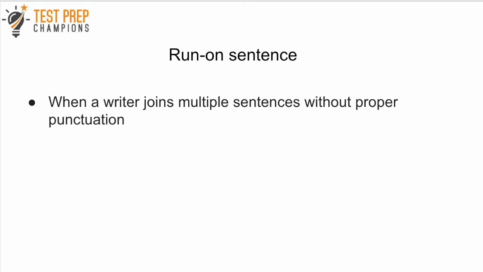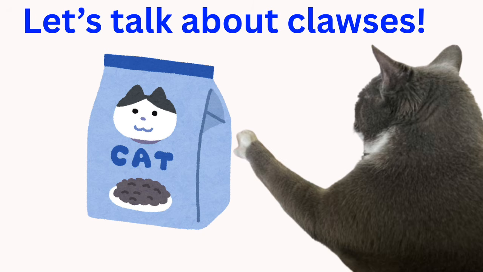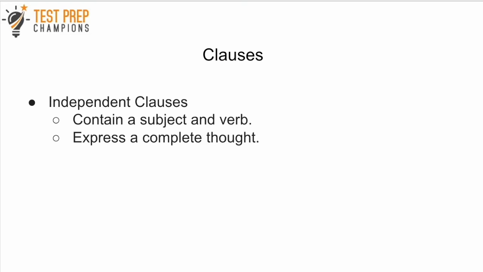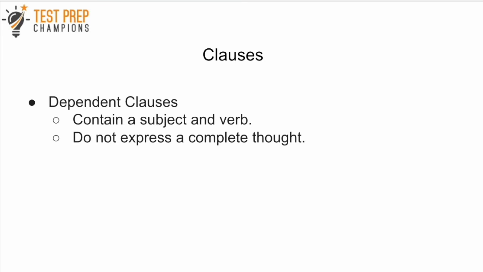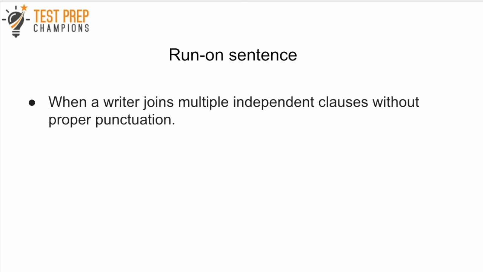So let's start off with a basic definition of a run-on sentence. When a writer joins multiple sentences without proper punctuation. And we're going to look at some examples, but first let's talk about clauses. Independent clauses contain a subject and a verb and express a complete thought. On the other hand, dependent clauses contain a subject and verb, but do not express a complete thought. We can also say that a run-on sentence is when a writer joins multiple independent clauses without proper punctuation.